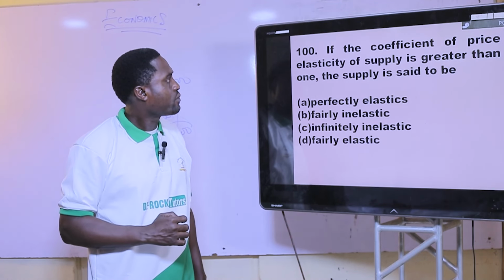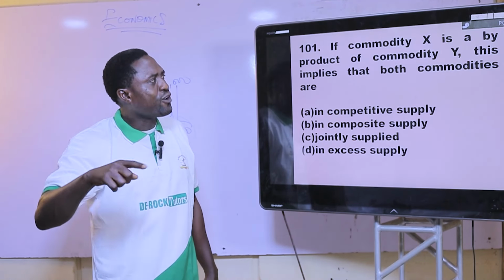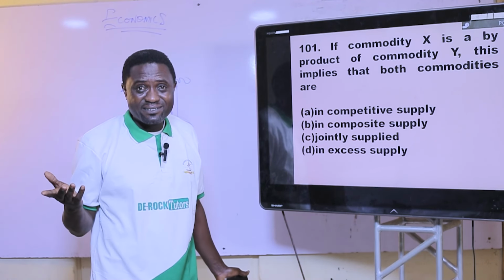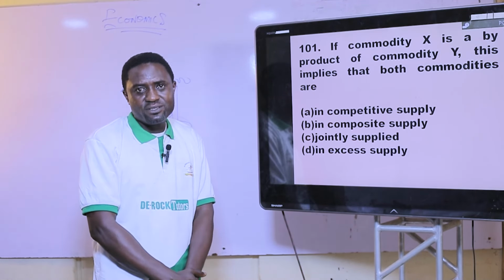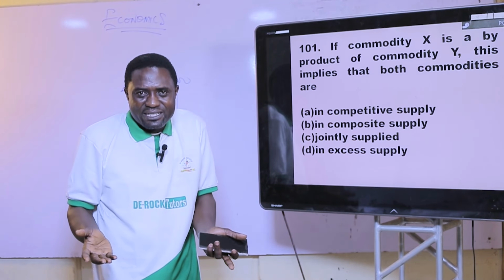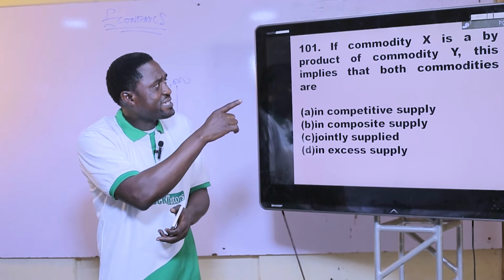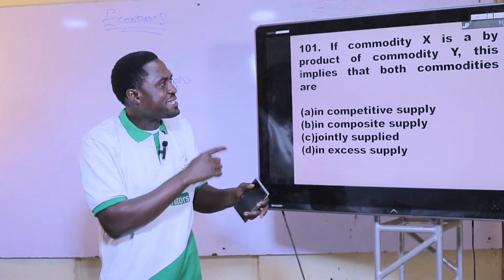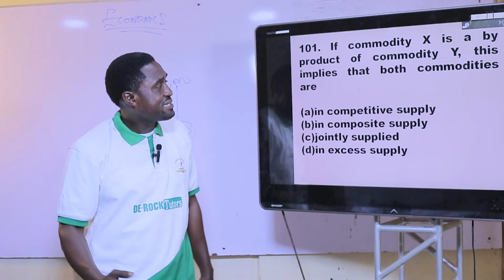The next question. If commodity X is a byproduct of commodity Y, this implies that both commodities are what? They are jointly supplied. For example, if you buy a computer, you know you have to install software. You cannot use a computer without installing some software. So they are jointly supplied commodities. So if commodity X is a byproduct of commodity Y, like software is a byproduct of the computer system, this implies that both commodities are jointly supplied. So that is that.